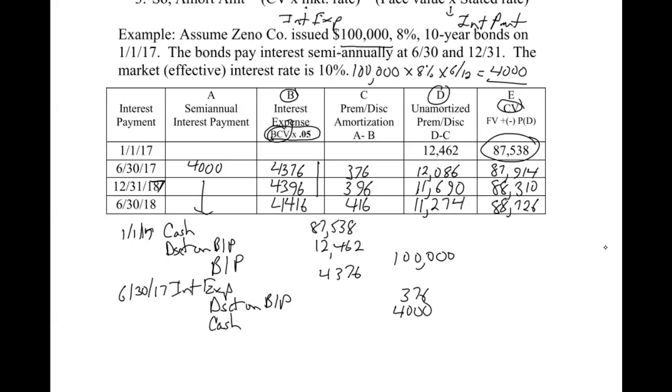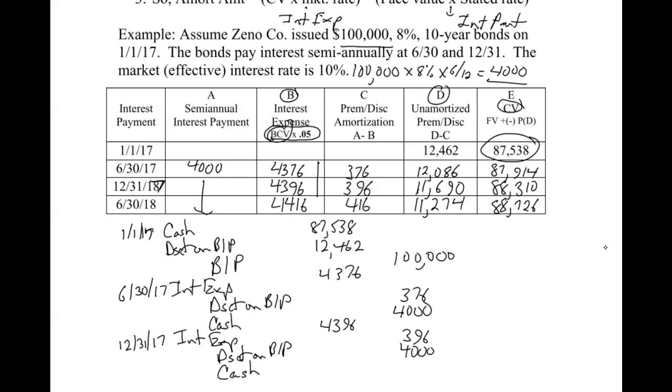It asks for one more, 12/31/17. Now notice it's still going to be the same entry: interest expense, discount on bonds payable, and a credit to cash. The credit to cash is still 4,000. The other two numbers changed. Let's go up to the table and grab those, 4,396 and 396. And then this process would just repeat itself over and over again until we got to the end of the life of the bonds.